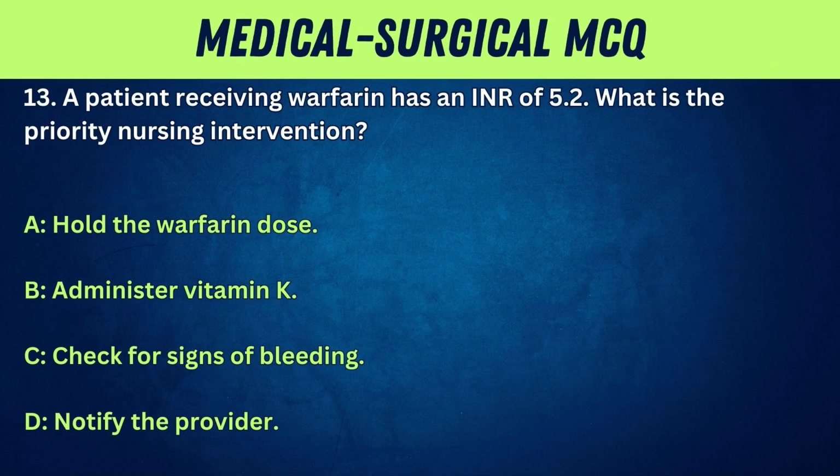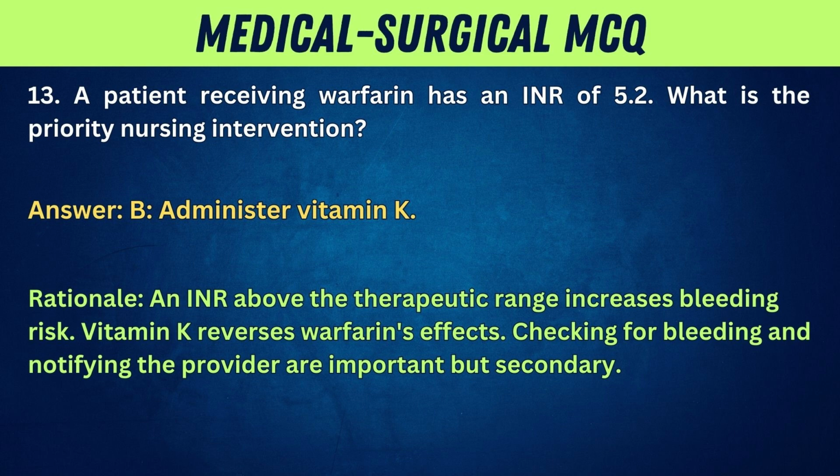13. A patient receiving warfarin has an INR of 5.2. What is the priority nursing intervention? A. Hold the warfarin dose. B. Administer vitamin K. C. Check for signs of bleeding. D. Notify the provider. Answer: B. Administer vitamin K. Rationale: an INR above the therapeutic range increases bleeding risk. Vitamin K reverses warfarin's effects. Checking for bleeding and notifying the provider are important but secondary.